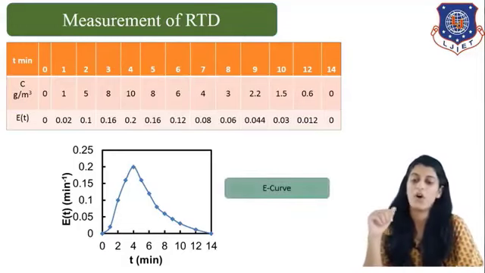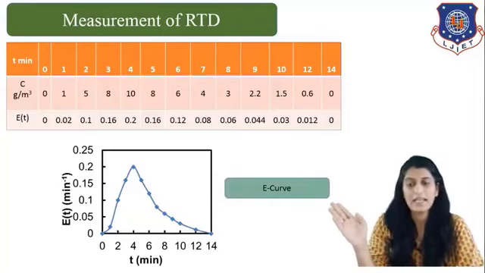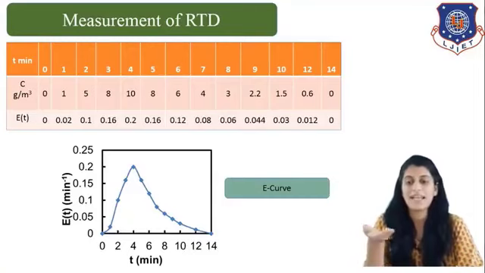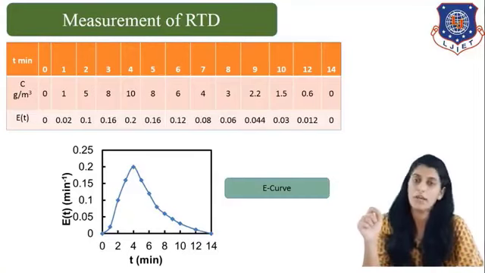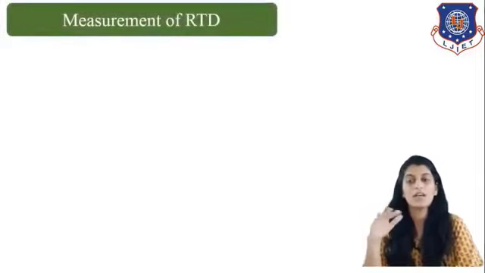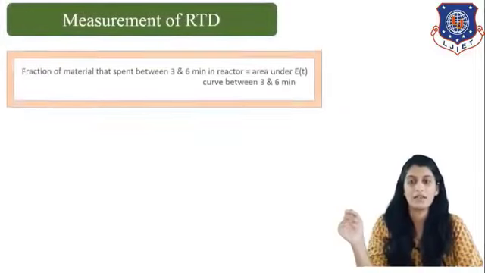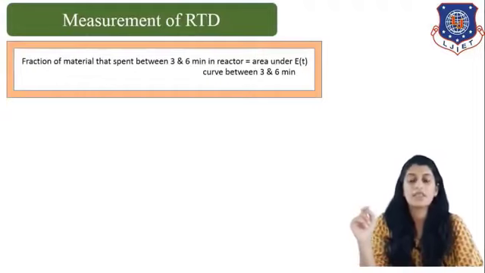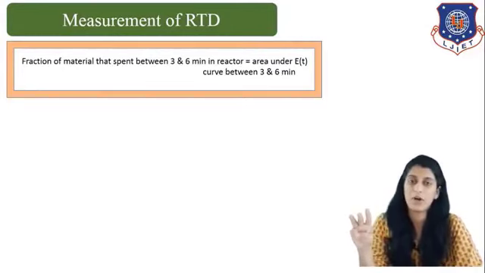So this is the plot of the E curve, which has the values of E on the y-axis, and on the x-axis we have the value of time. Now we have solved the initial part of our numerical. Next is to determine the fraction of material. Till now we have solved 3 problems.